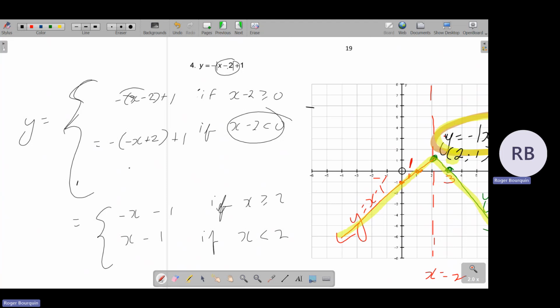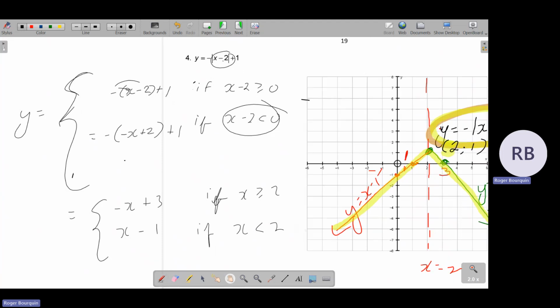Oh, wait. I need a break, right? If x minus 2 is bigger than 0, then it stays the same, x minus 2 plus 1, which becomes negative x plus 2 plus 1, which is plus 3, isn't it? And if x minus 2 is less than 0, it becomes x minus 2 plus 1, which is minus 1. Am I right? Yes. So I get one situation when x is bigger than or equal to 2, and another one when x is less than or equal to 2.